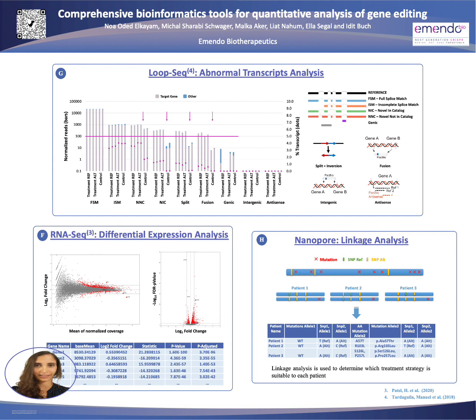It outputs the coverage of each gene per sample, and our differential expression post-analysis compares treatment to control and computes the p-values and fold change which help filtering genes that were over or underexpressed due to our treatment. The last analysis below on the right presents linkage analysis which aims to find what SNPs are heterozygote for each patient and which of the SNPs, alt or ref, is linked to the mutation. For example, patient 1 is heterozygote to SNP1 and the mutation is on allele 2, so we will treat him with a strategy targeting SNP1 on allele 2.